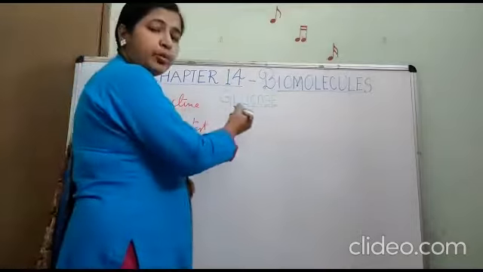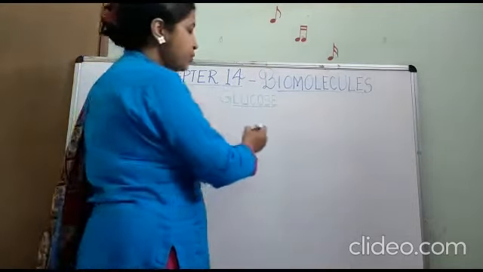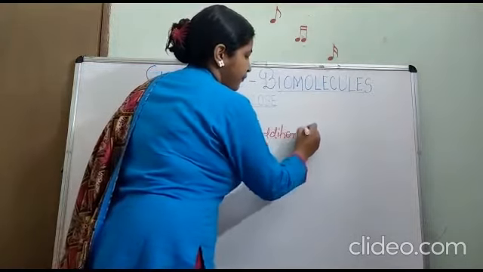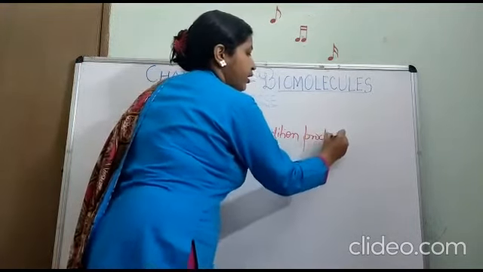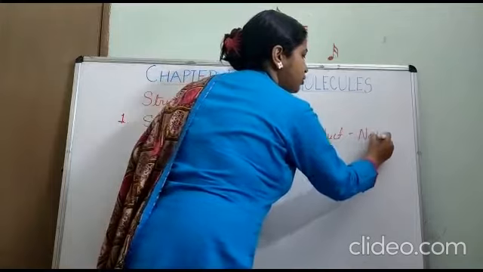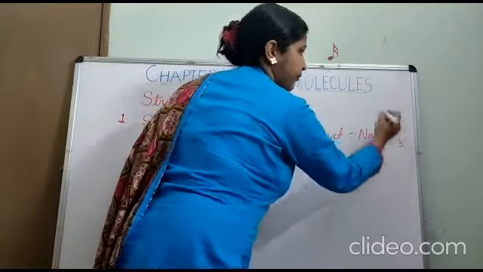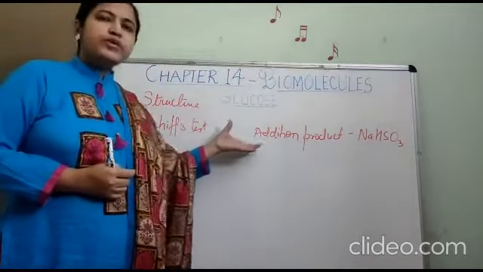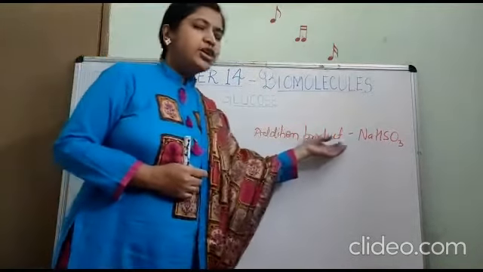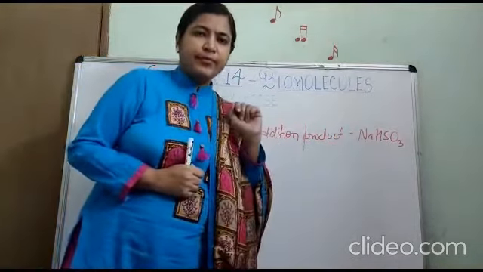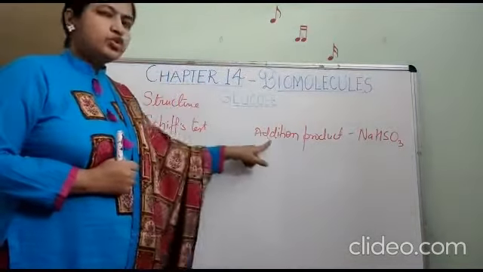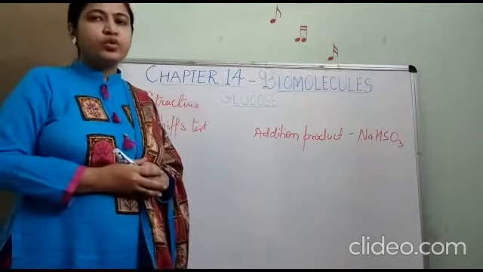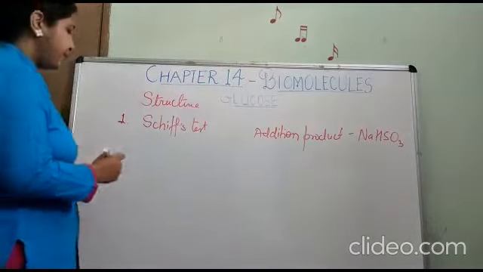Also, carbonyl compounds give addition product with sodium hydrogen sulfite. But glucose does not form any addition product with this. So these two properties the planar structure of glucose could not explain.